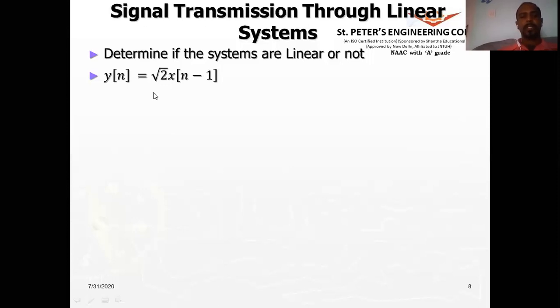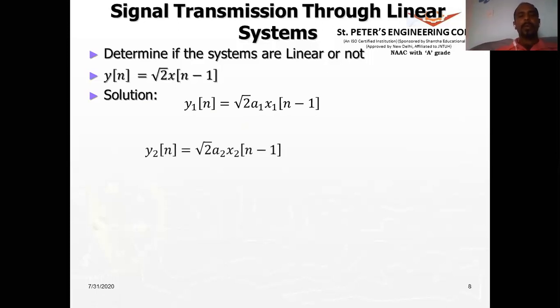Okay, now let us see the solution. If I give the first signal a1 x1 of n, the output will be y1 of n, which will be equal to root 2 into a1 x1 of n minus 1. If I give the second input a2 x2 of n, then the output y2 of n will be equal to root 2 times a2 into x2 of n minus 1.